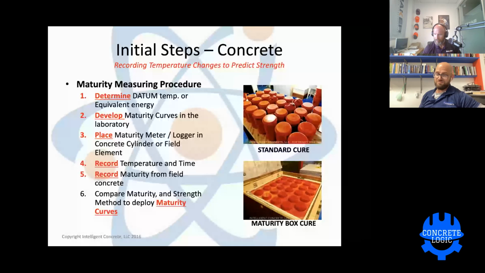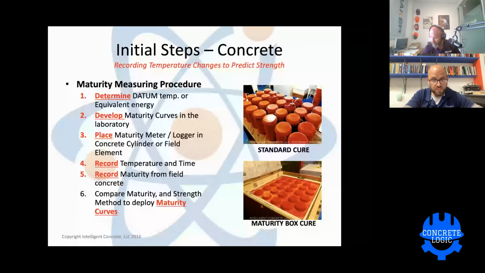I mean, you don't have to take a driver's test and jump in a car and you can drive. But if you want to use maturity correctly, you need the datum temperature or the equivalent energy, and it should cost you about $15,000 or $20,000 to create. Okay, so that's the first thing, right? It's expensive and you need it.